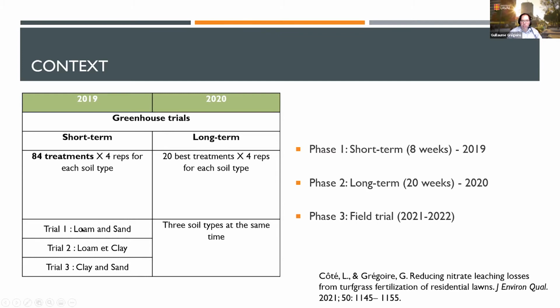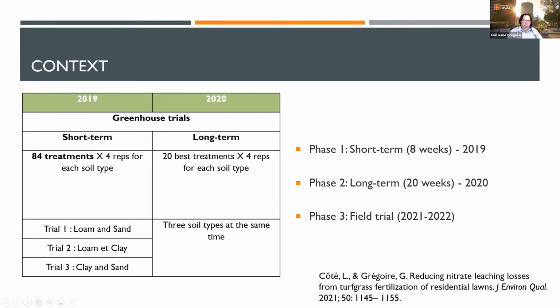So a loam, which is actually our local soil on campus at the university. We also tried these treatments on sand, which is not really a soil, it's more of a growing substrate actually. So it's 80% sand and 20% peat moss. And we also went on another experimental farm and harvested some clay to use for that trial. So as I said, we did 84 treatments on these 3 types of soil. We repeated those trials twice during 2019.